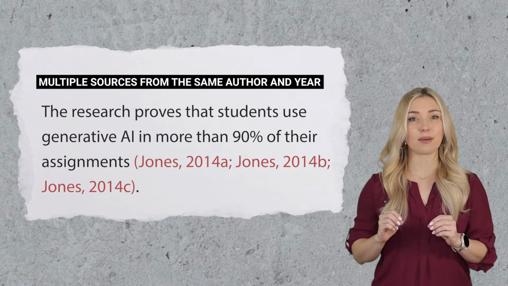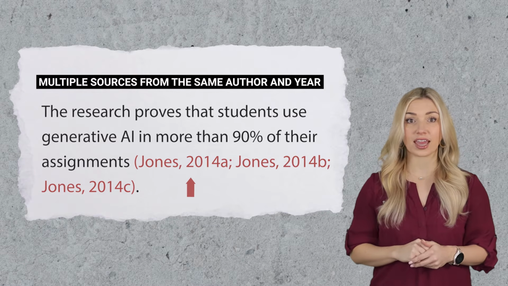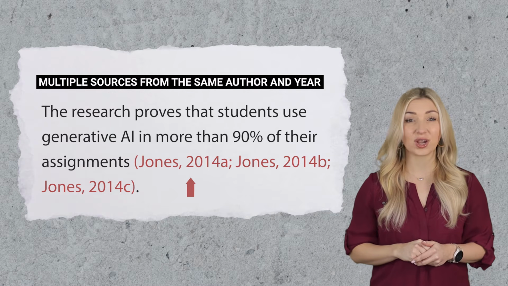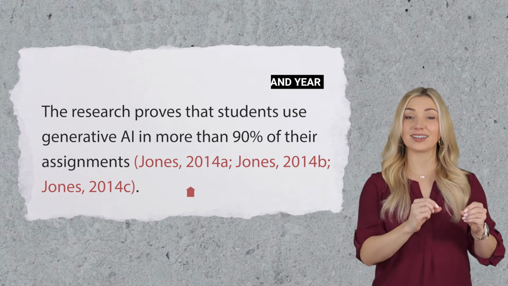If you are dealing with multiple papers published by the same author in the same year, you can differentiate them by adding letters after the year. In this example, we have three publications by the author Jones from 2014. We have differentiated the sources by adding the letters A, B, and C.